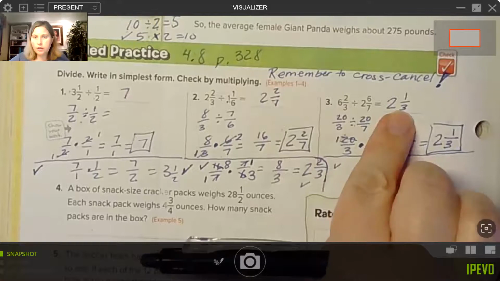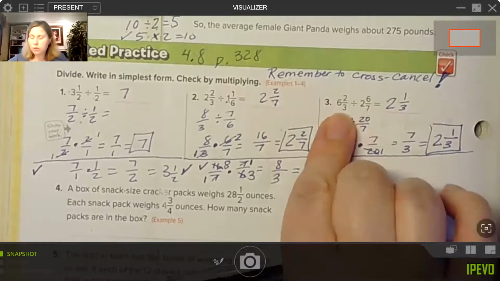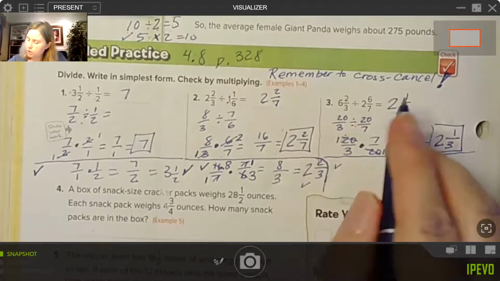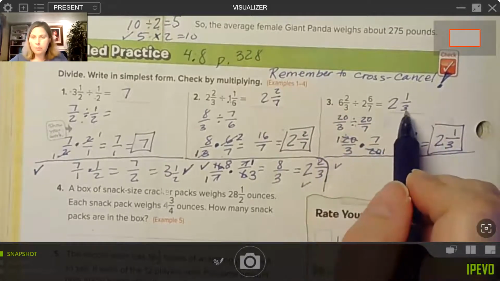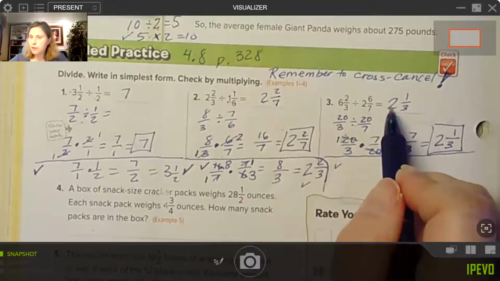2 and 1/3 times 2 and 6/7 should give me 6 and 2/3. Okay, so let's do our check step. 2 and 1/3, and then I'll write that as an improper fraction here because I don't have a ton of room. 3 times 2 is 6 plus 1 is 7.